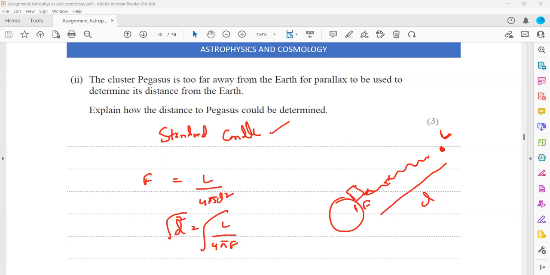So one mark for mentioning standard candle. What is a standard candle? We consider that it has a known luminosity. From its known luminosity, we work out the distance.